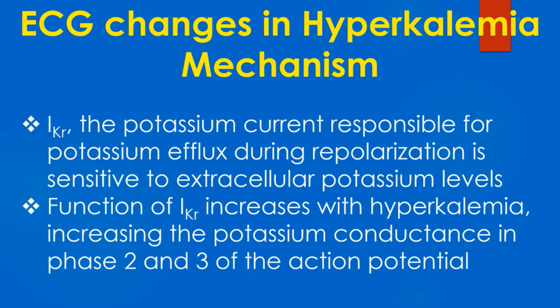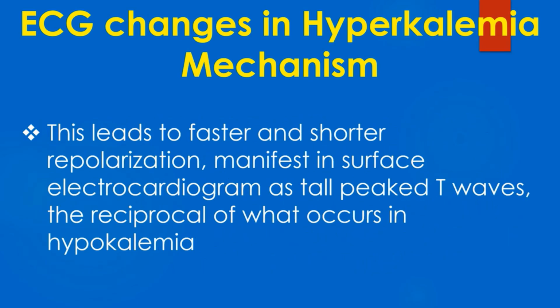IKr, the potassium current responsible for potassium efflux during repolarization, is sensitive to extracellular potassium levels. Function of IKr increases with hyperkalemia, increasing the potassium conductance in phase 2 and 3 of the action potential. This leads to faster and shorter repolarization, manifest in surface electrocardiogram as tall peaked T waves, the reciprocal of what occurs in hypokalemia.